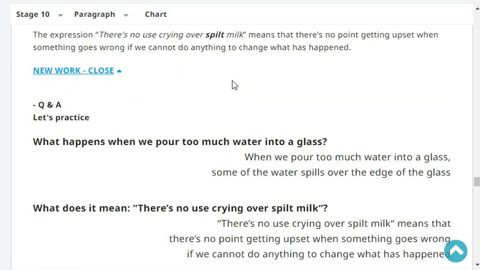Let's practice. What happens when we pour too much water into a glass?